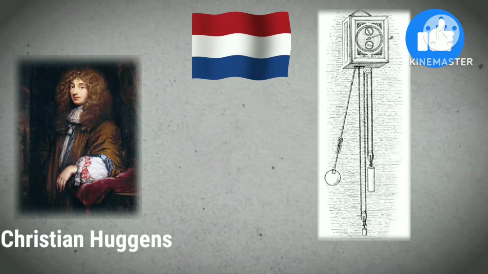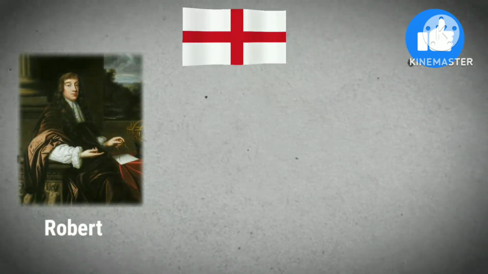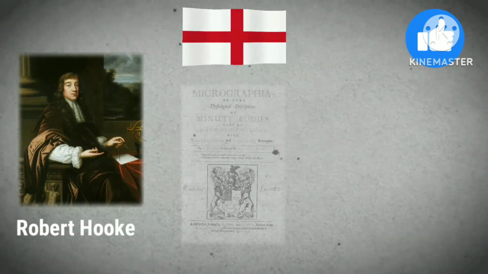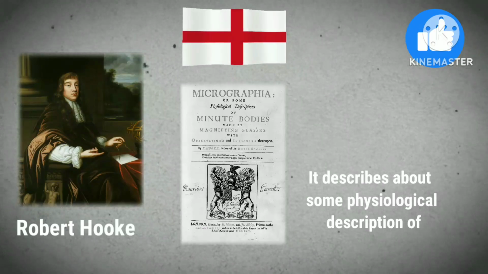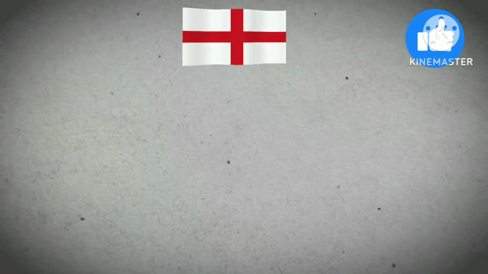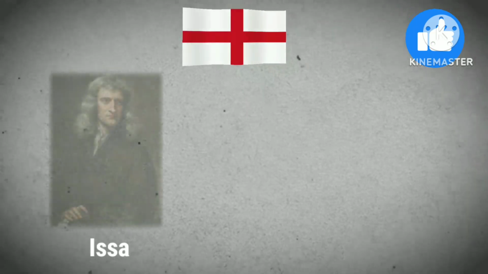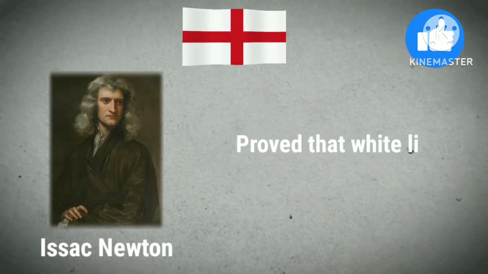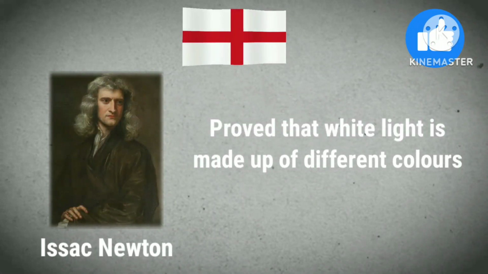time, in 1656. Next, an English scientist, Robert Hooke, published a book called Micrographia in 1665, and he was the first one to describe the plant cell. Next, the English physicist Isaac Newton proved that white light is made up of different colors.